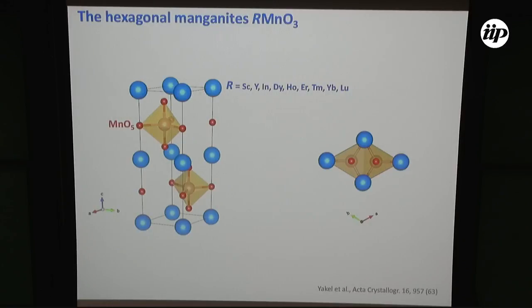First of all, I want to introduce the system of study, which is hexagonal manganites. Here I show you the unit cell of the system in the high symmetry phase. As you can see, it has a hexagonal symmetry, and you find these manganese-oxygen bipyramids, and here you have the rare earth atom in blue.